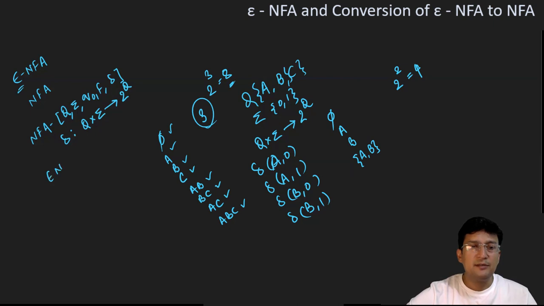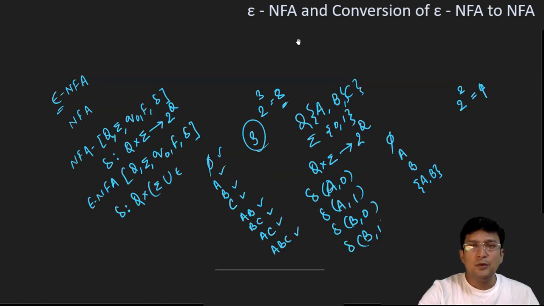The Epsilon NFA is also defined using this five tuple: Q, sigma, Q0, the set of final states F, and the delta function, that is, the transition function. The only difference would be in the transition function, in which epsilon is also to be included in the input symbols. We already have sigma, which is the set of input symbols. If I include epsilon also along with the input symbols, then Q cross this should map to one of the states in 2^Q. So the delta function in the Epsilon NFA is defined as Q cross (sigma union epsilon) mapping to one of the states in 2^Q.